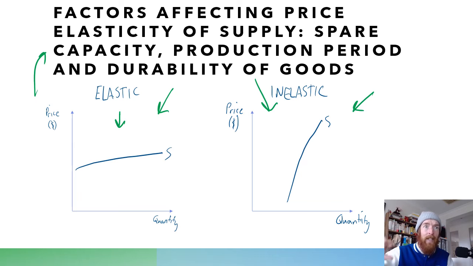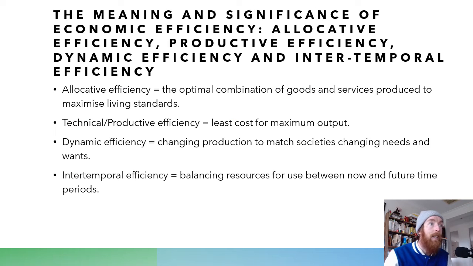It's like baked beans, canned goods, honey, etc. If the price goes up with those, they can just ship them out from a warehouse, get them into stores, make that profit. Then we have the different types of efficiency.